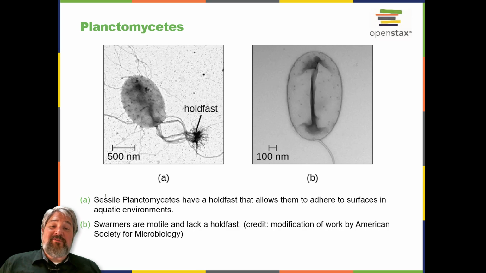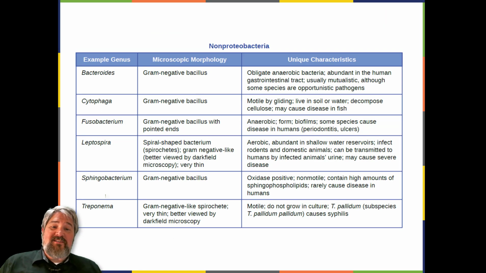However, they will soon differentiate into sessile, immobile cells with an appendage called a holdfast that allows them to attach to surfaces in the water, as in this figure. Only these sessile cells are able to reproduce. So this table summarizes the characteristics of some of the most clinically relevant genera of non-proteobacteria. So these are all gram-negative.